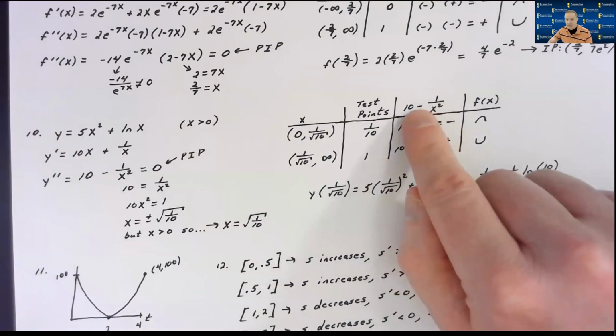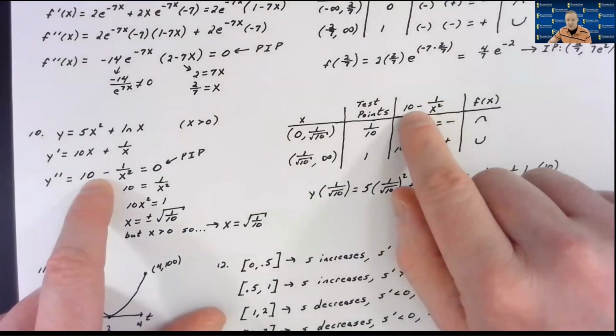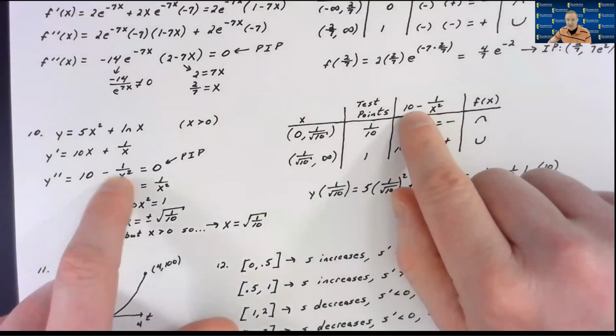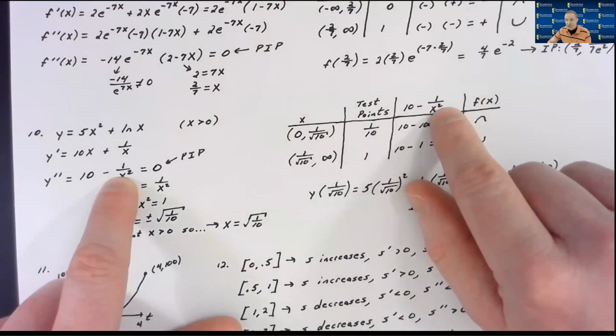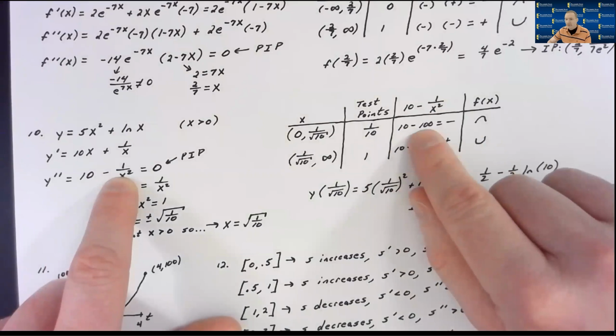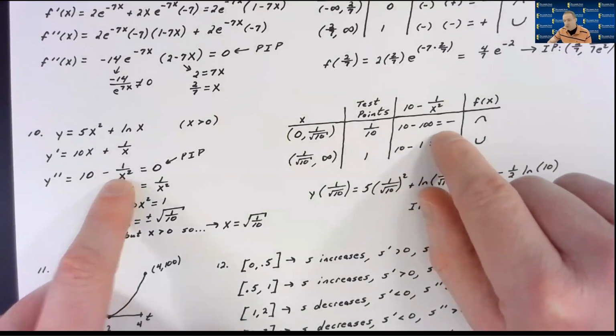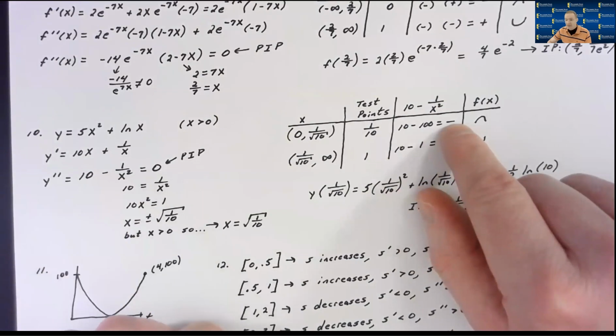Now, when I plug these into my second derivative, that first one would become 10 minus 1/(1/10) squared. Well, 1/(1/10) squared, that's going to become 1/100. That makes that second term 100. 10 minus 100, negative. Now, of course, it's a -90. I don't care about the 90 part. I just care that the second derivative is negative in that region.